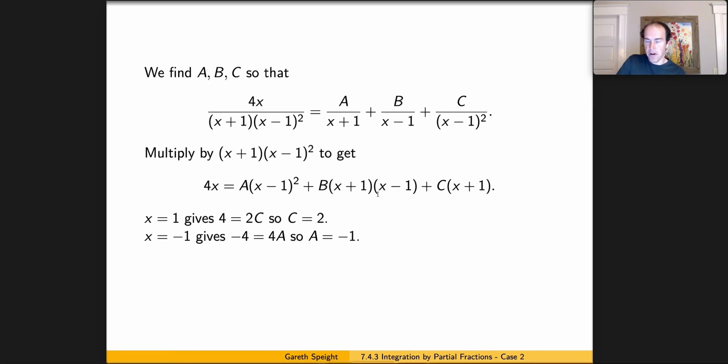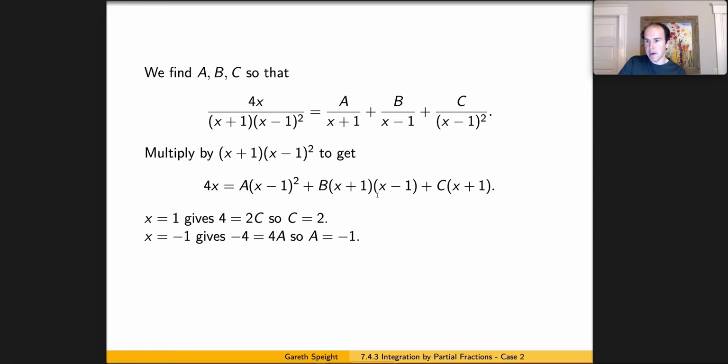This is different to when we were in case 1. In case 1, there were no squares. There were always different factors. You could always find enough x values that make things 0. In this case, now we just have to pick an x value to substitute in. Since we have 3 unknowns, we need to substitute 3 x values. There isn't a natural one, so try to choose one that makes the calculation easier.